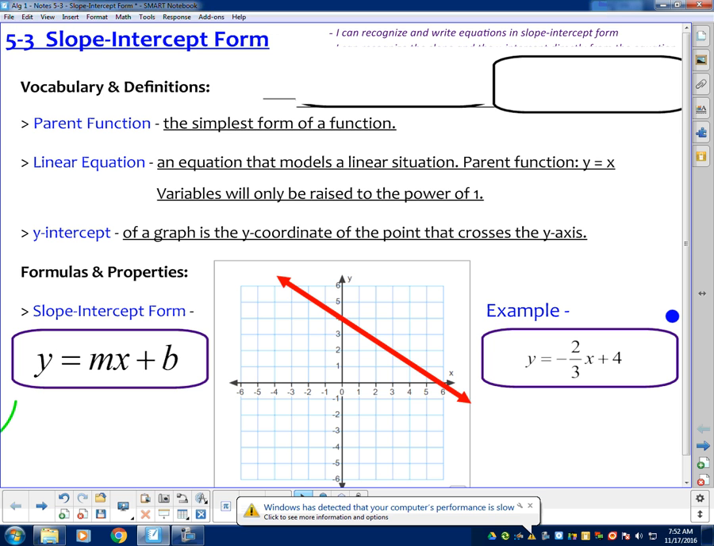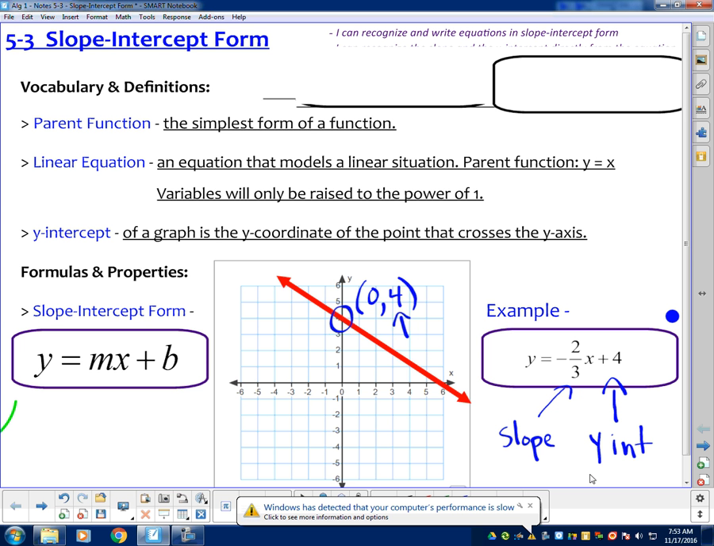So take as an example, y equals negative 2/3 x plus 4. The 4 right here is what we call the y-intercept. And the 4, you can see it on the graph here, it's located at the coordinate (0, 4), and the y-coordinate 4 is what we refer to as the y-intercept, the place where the graph of the line crosses the y-axis. The slope, or the number in place of the m, is negative 2/3.